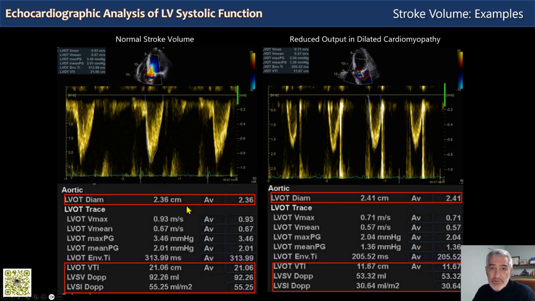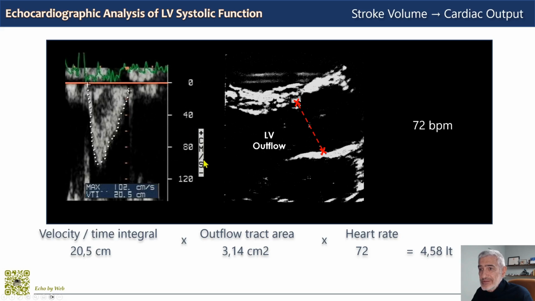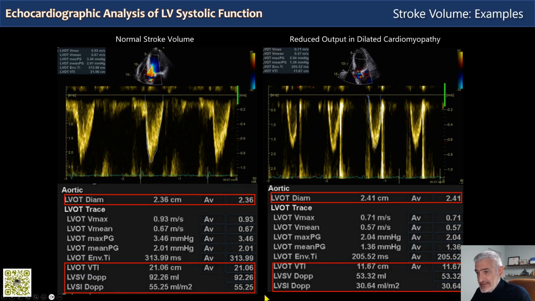And here we have two examples of measurements. On the left panels we have normal stroke volume in a normal subject, and on the right panels we have reduced output in dilated cardiomyopathy. And you can see the normal subject has a stroke index of 55.3 milliliters per square meter. Stroke index is stroke volume divided by the body surface area, and that is the measurement we use. And on the right here, the reduced stroke volume, stroke index of 30.6 milliliters per square meter. Remind you that the cutoff, the lower limit of normal, is 35 milliliters per square meter.